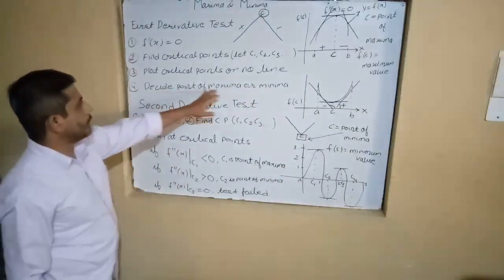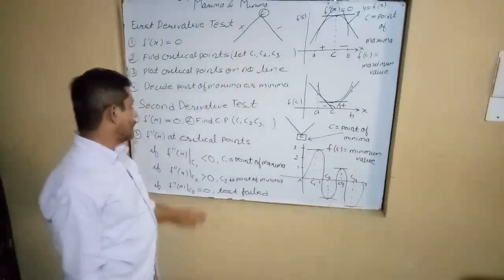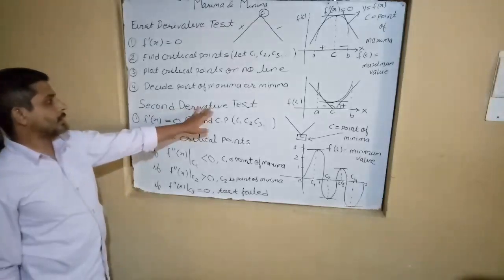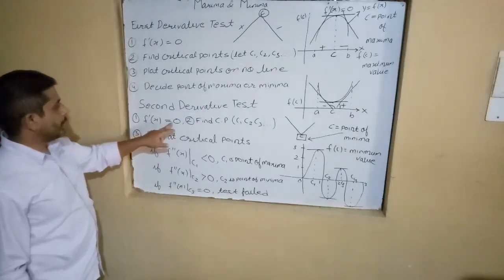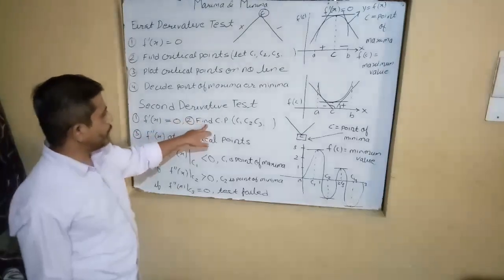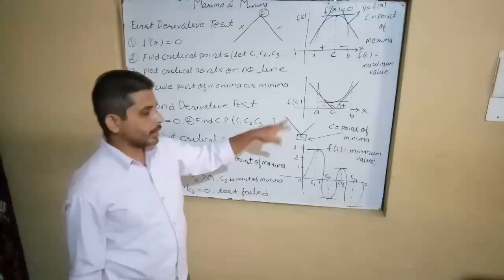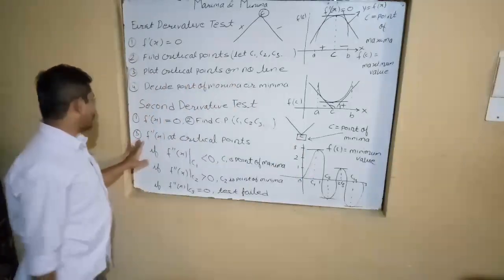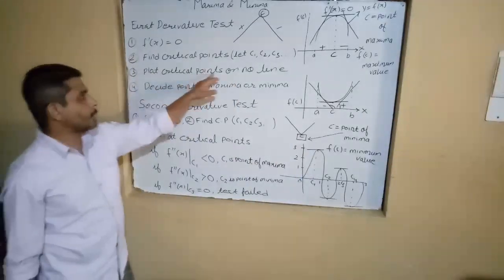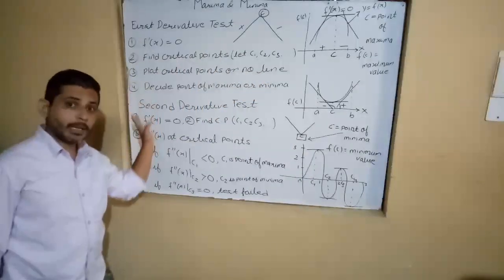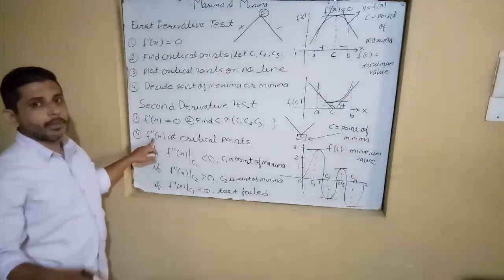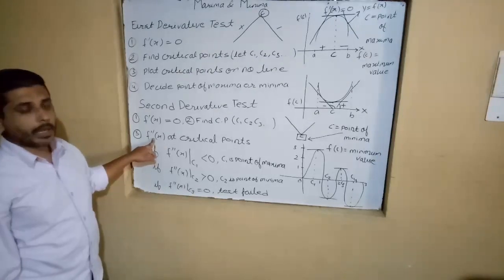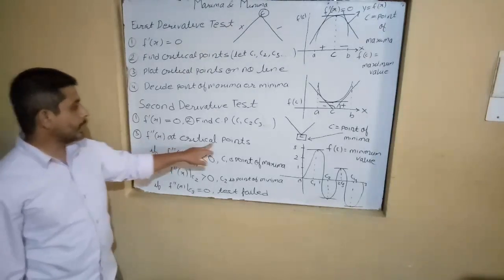Then fourth, decide the maxima and minima. Okay. And the second derivative test. As the name is clear, first we find f dash x, then equate to 0, then we find critical points C1, C2, C3 as well as. Then third, here we do not plot the critical point on the number line, but we just find out the second derivative of the given function, that means f double dash x at a critical point.